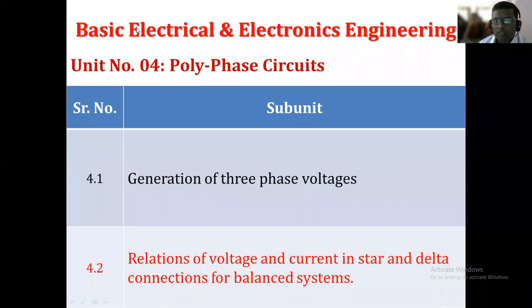And the last topic of this section first, unit number 4, very small topic. You can see here only 2 points. The title is polyphase circuits. In that, two subunits are there. Out of that, number 1, 4.1. Generation of three-phase voltages. Generation of three-phase voltages.